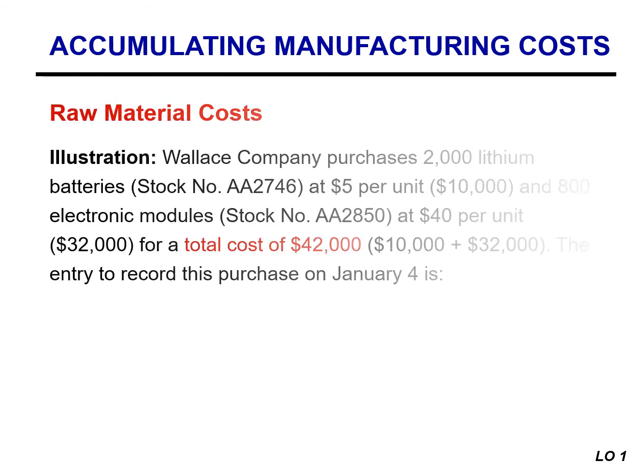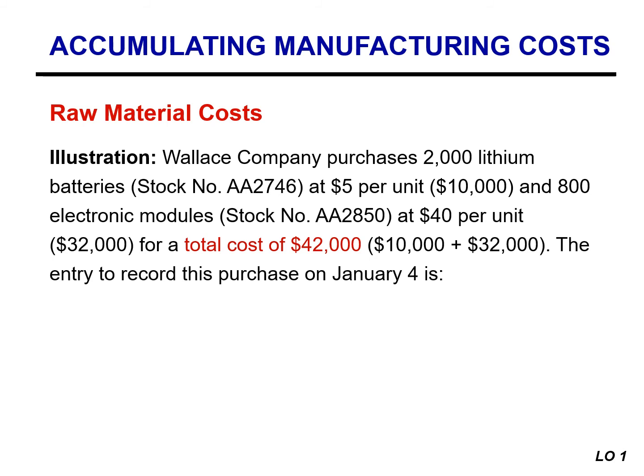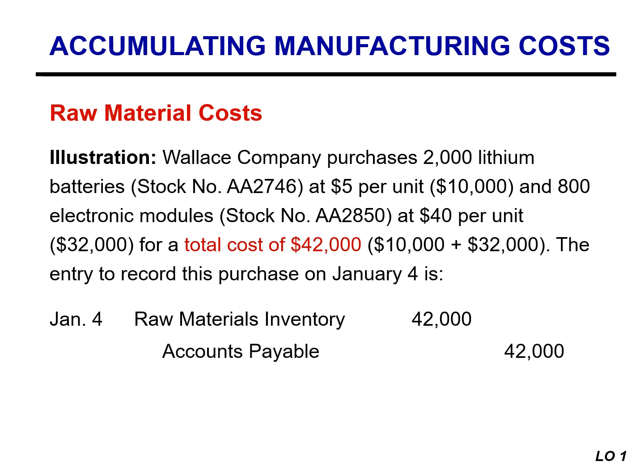To illustrate a job order cost system, we will use the January transactions of Wallace Company, which makes custom electronic sensors. Assume that Wallace purchases 2,000 lithium batteries as well as 800 electronic modules for a total cost of $42,000. When Wallace receives the raw materials it has purchased, it debits raw materials inventory, and in this case, it's going to credit accounts payable for $42,000. At this point, Wallace makes no effort to associate the cost of materials with a specific job.